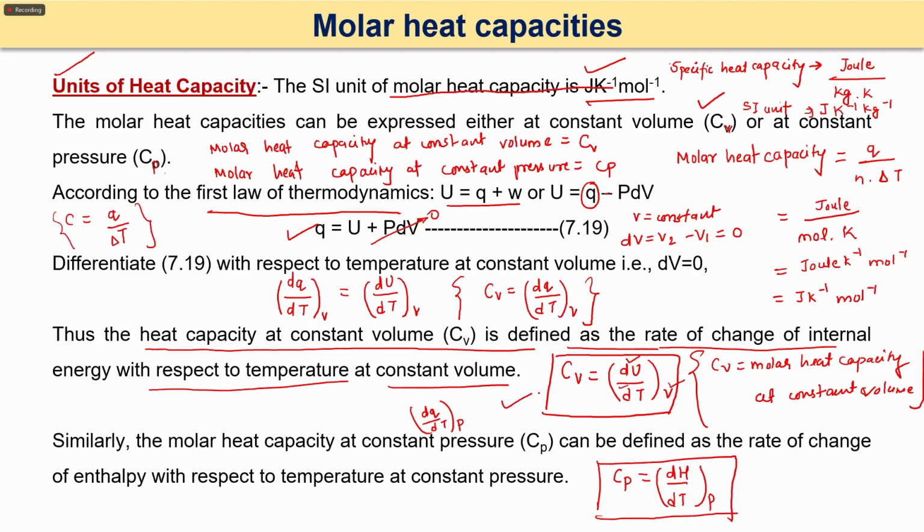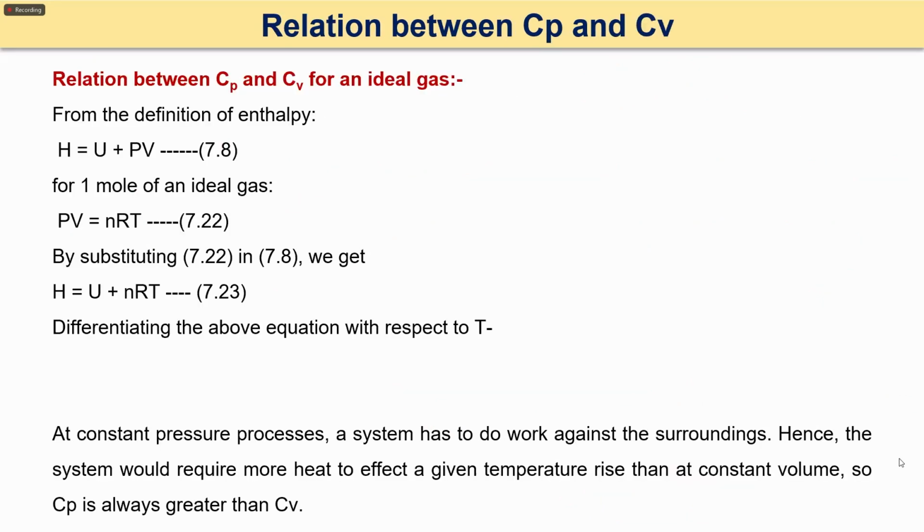So these expressions are very important. You must remember that Cv is nothing but the rate of change of internal energy with temperature at constant volume, and Cp is the rate of change of the enthalpy with temperature at constant pressure. It is nothing but the rate of change of enthalpy, that is dH, with respect to temperature at constant pressure. This is your molar heat capacity at constant pressure. Let us now derive the relationship between the Cp and Cv for an ideal gas.